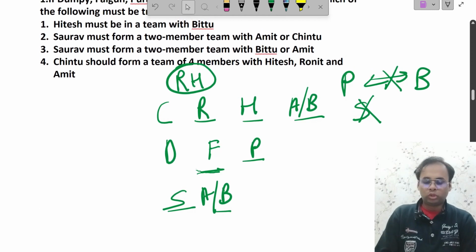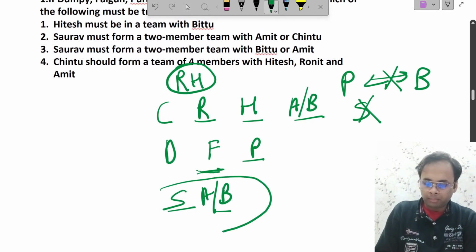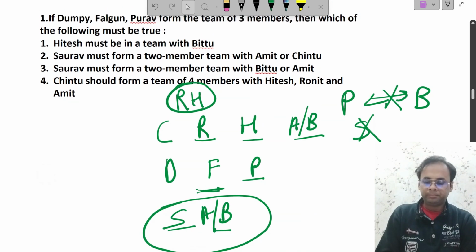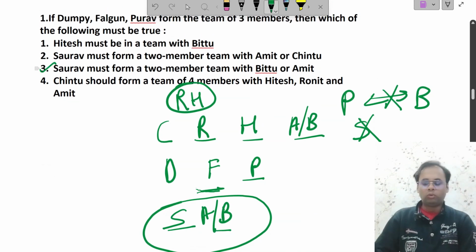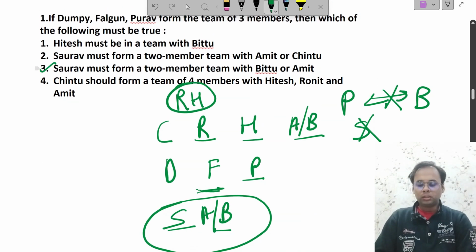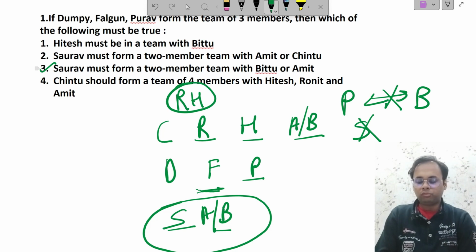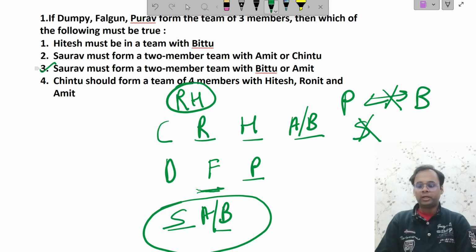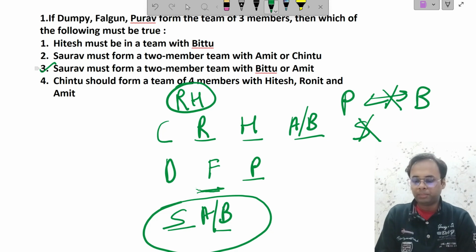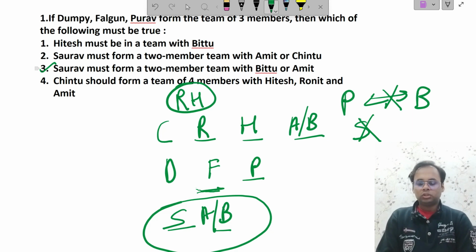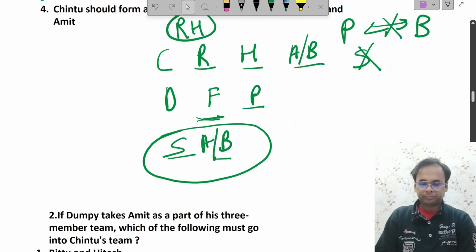Then the third statement, Saurav must form a two-member team with Bittu or Amit. This is true because Saurav is actually forming a two-member team with either A or B. Okay, so this is true. And what about the fourth statement? Chintu should form a team of four members with Hitesh, Ronit, and Amit. It is not certain because C is forming a team with R and H, but not necessarily with Amit because even Bittu can come with C. Okay, so the third option is correct for this.